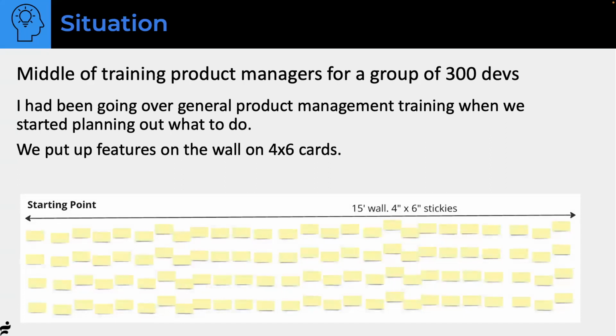I mean, these are features. These aren't stories. And this is a group of 300 people for 11 months. So that's reasonable. It might have been more like 5 or 6 rows, but I remember that wall was full. Did not take a picture of it, wish I had.